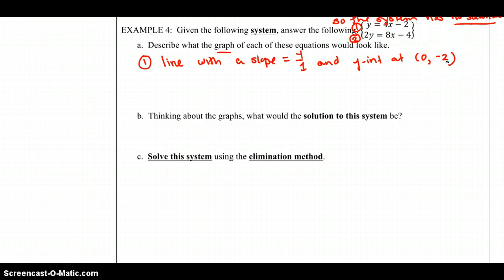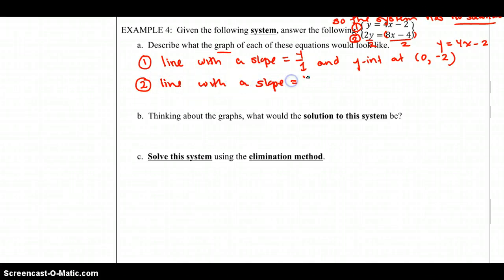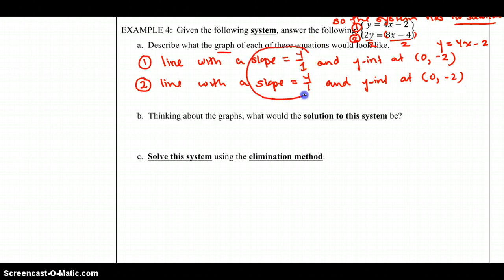On our second one, this one's not in the y equals mx plus b format, but if we divide both sides by 2, we're going to get y equals 4x minus 2. Again, we have to distribute that divide by 2 to each of these two terms. So now we've got a line with a slope equal to 4 over 1 and a y-intercept at 0, negative 2. So now we have the same slope and the same y-intercept.